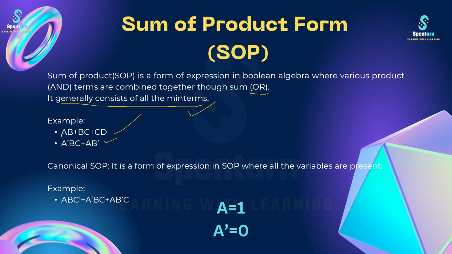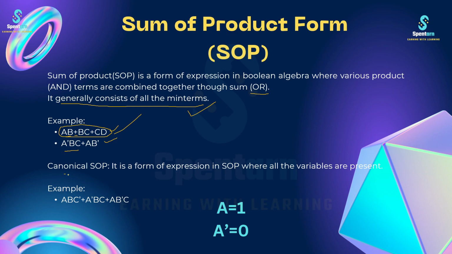Examples are AB plus BC plus CD. That means here we have products and they are getting summed with other terms whose variables are already being multiplied with each other, right? So this is the format of SOP. Similarly, here is another example: A bar BC plus AB bar.